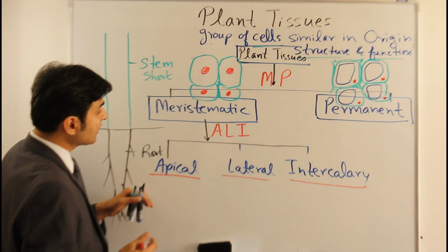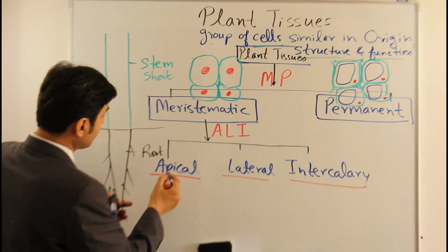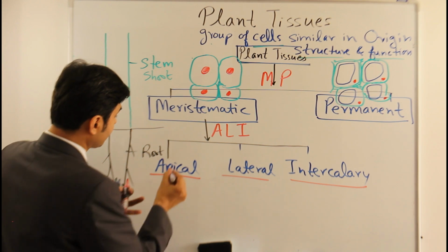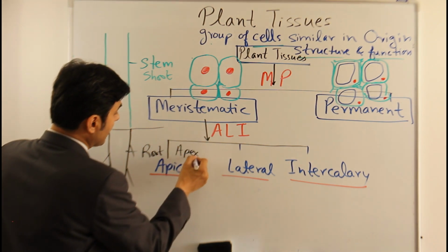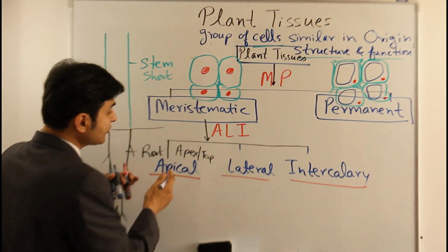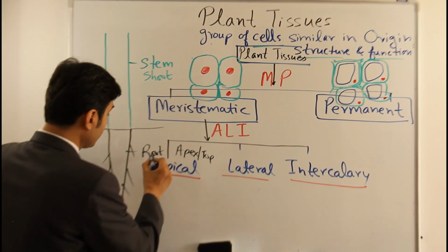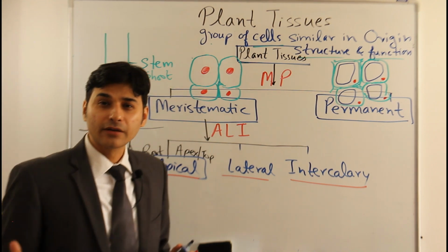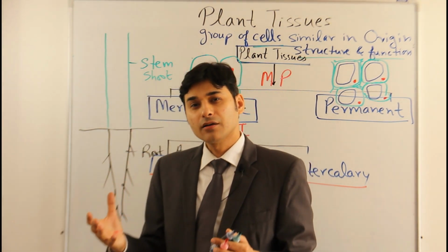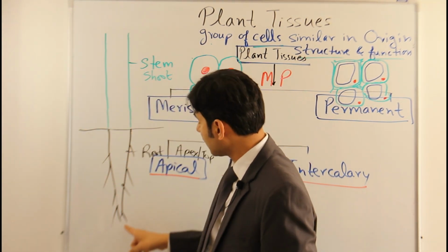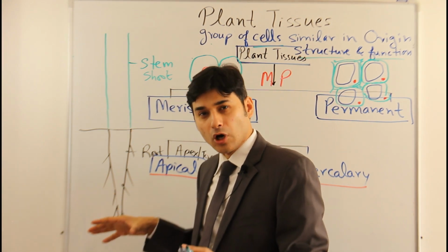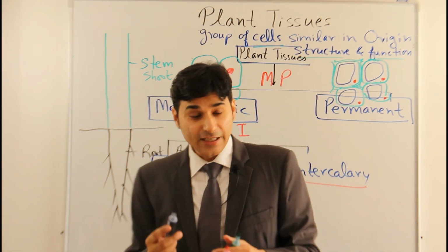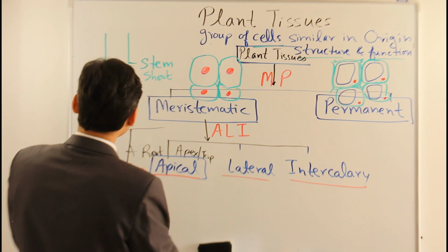Now apical, as the name itself tells, this is in the apex. Apex means top. So this tissue, meristematic tissue, which is apical, is present in the top of the plant. So top means which part? Well, plant, as we know, it has a stem and root. So top of both. That means it will be present in the top of a stem.